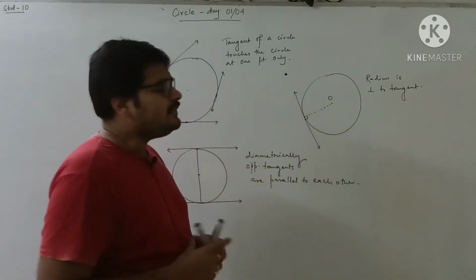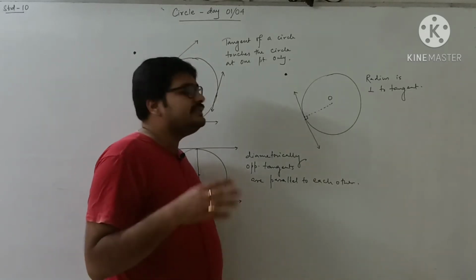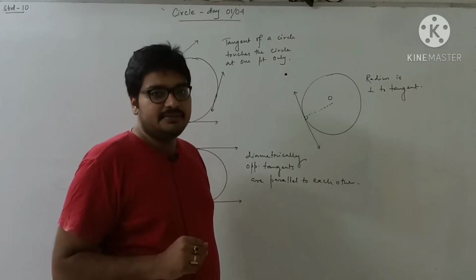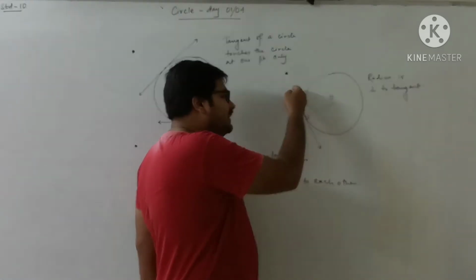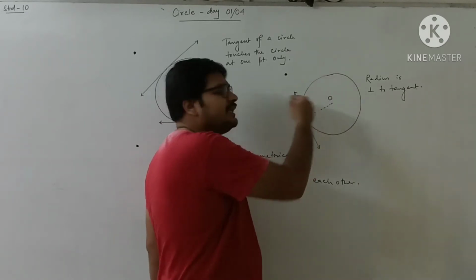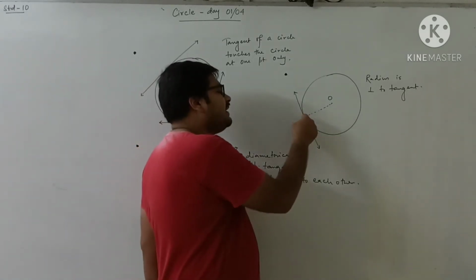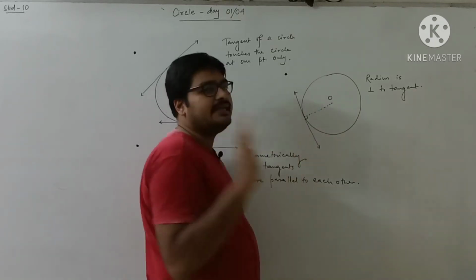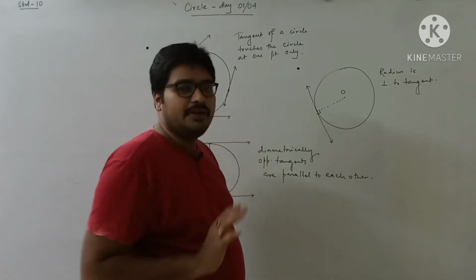Now, you can have some questions: why is the radius perpendicular to the tangent? Why not any other line? Because whenever the tangent touches the circle at this point, this point lies on the circumference of the circle. And we know that the distance from a point on the circumference to the center is called the radius. And the radius is perpendicular to the tangent, as I have told you here.